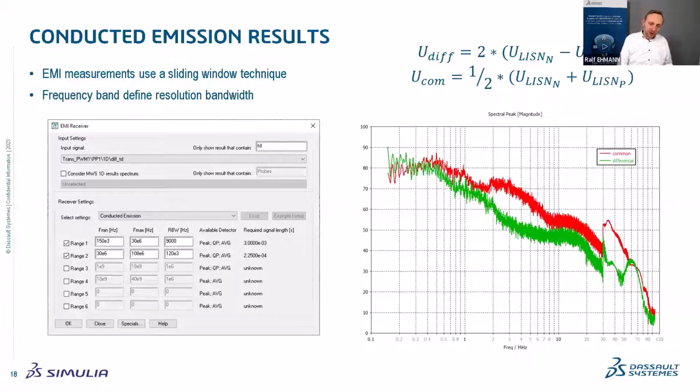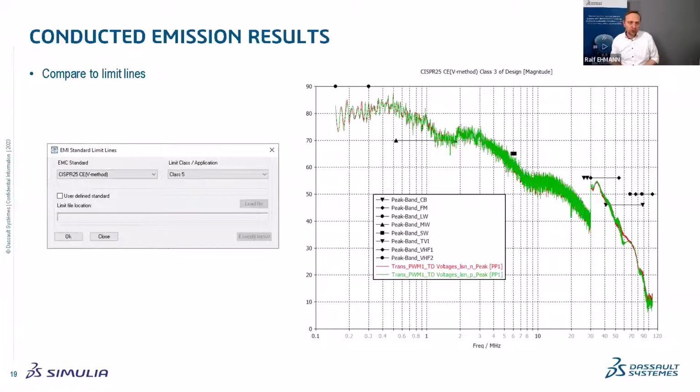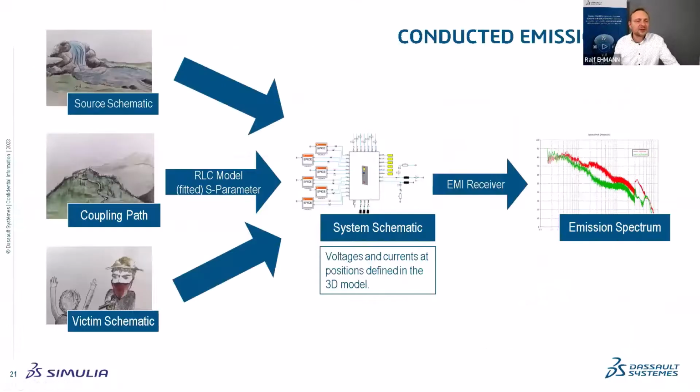And once we have plotted this, of course, the final step would be to compare it to some limit lines. And in CST Studio, we also offer a post-processing step, which allows you to plot the different limit lines over the spectrum we have calculated. So summarizing the whole workflow for the conducted emission, you have seen we have a source schematic, which is basically the functional schematic.